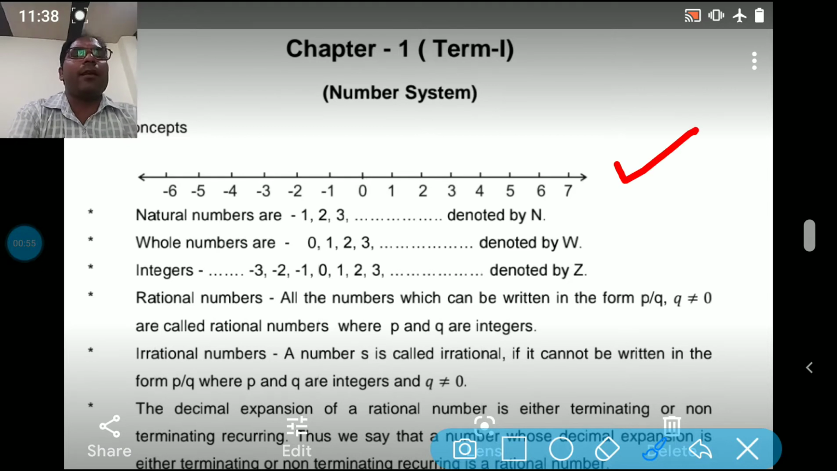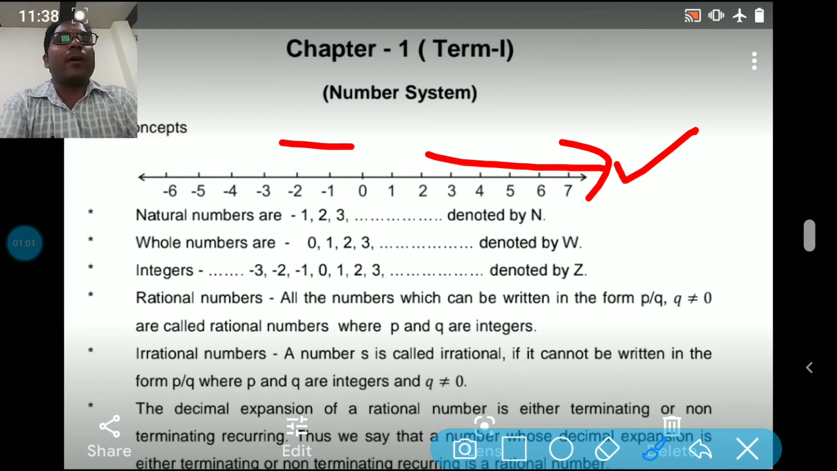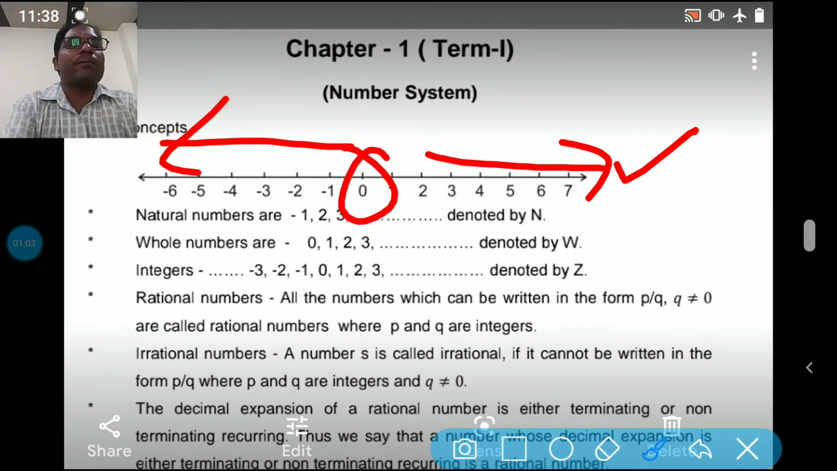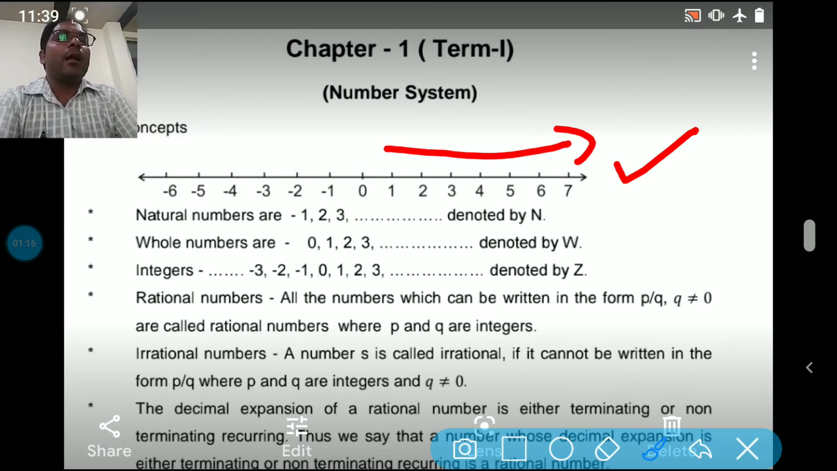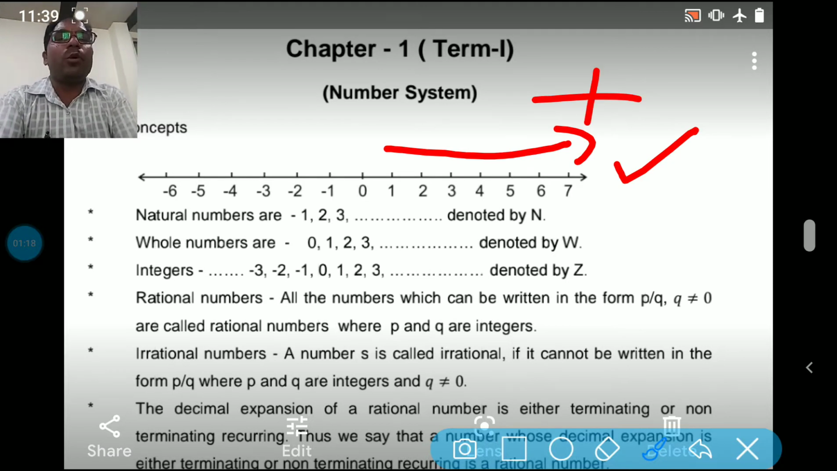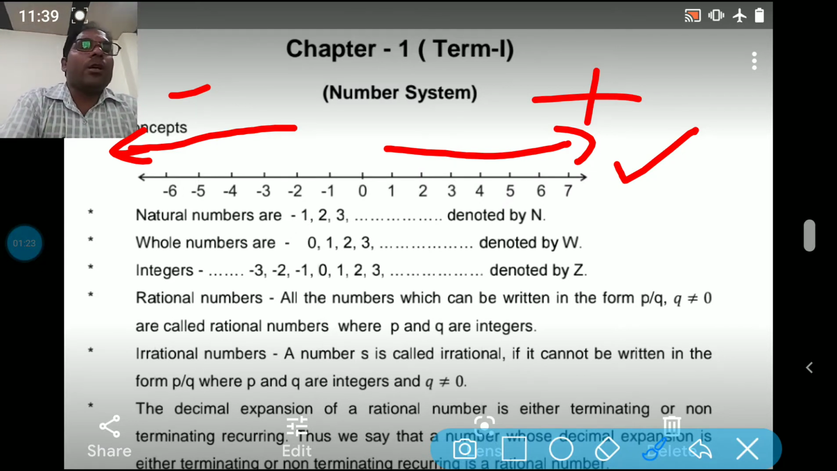This is a number line. We can extend right side as well as left side from the origin. This is the origin, point O, and at the origin everything is 0. When we move right side, the numbers will be positive, and when we move left side, the numbers will be negative. All these negative and positive numbers together are called integers.